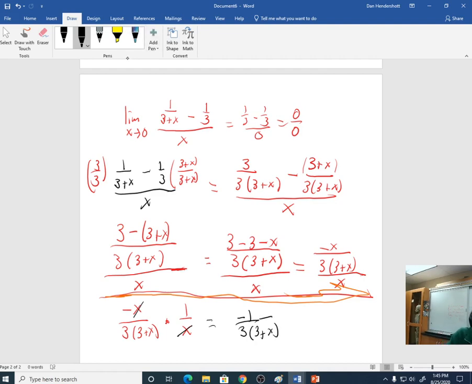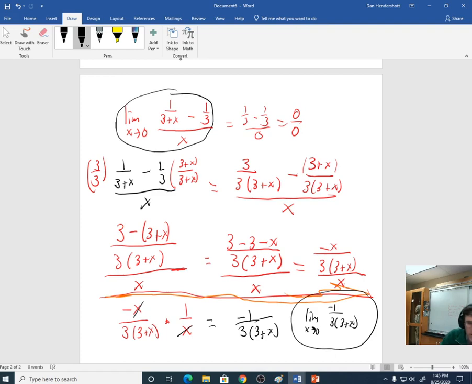Now it's this limit. So let's just rewrite the limit real quick. It's the limit as x approaches 0 of negative 1 over 3 times 3 plus x. This limit right here is equivalent to the original limit. And now we plug in, and when we plug in a 0, that's 3, so negative 1 over 3 times 3. So the answer is a negative 1/9.